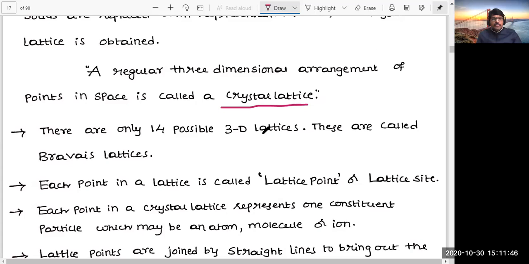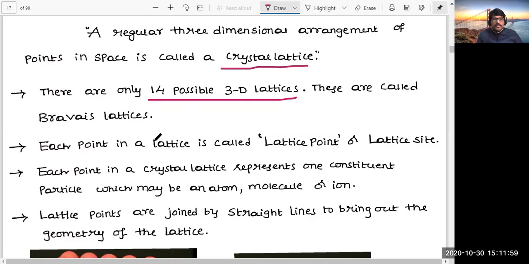Every point is important. There are 14 possible 3D lattices, which we'll discuss. These are called Bravais lattices, and we have to discuss how the 14 lattices are developed. Each point in a lattice is called a lattice point, as I already told you, or a lattice site.